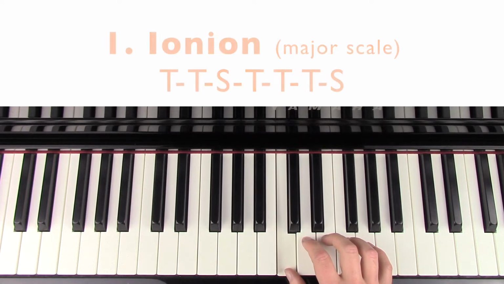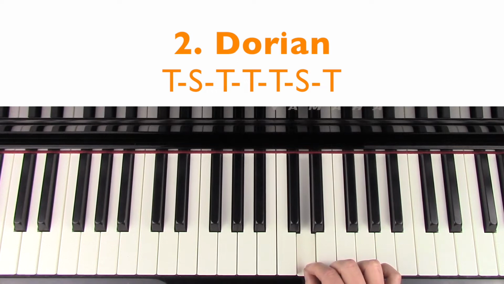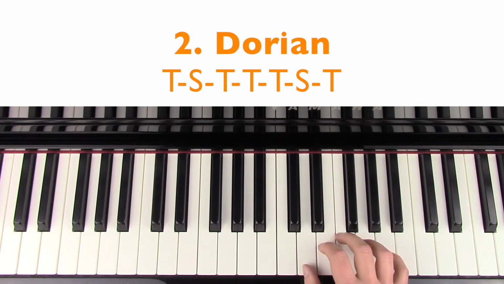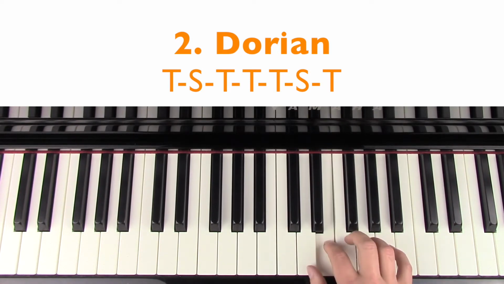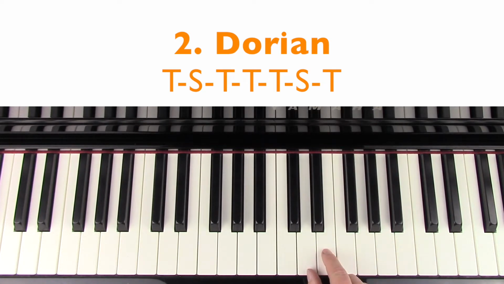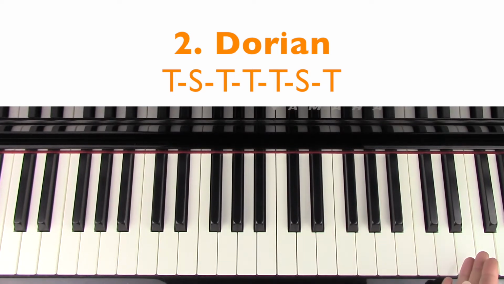So if we move that up 1, now we're on D Dorian, because D is the second note of C major. We're going to play C major starting from D. So now the order is tone, semitone, tone, tone, tone, semitone. So you can figure out a Dorian mode based on any note by using that combination of tones and semitones.